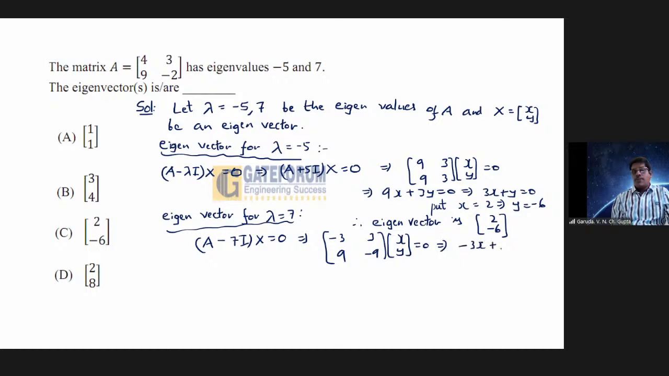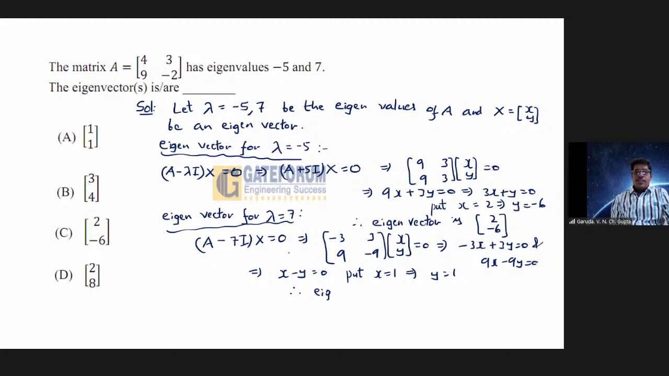Minus 3x plus 3y is equal to 0 and 9x minus 9y equal to 0. Simplifies to only one equation, x minus y is equal to 0. So, which x and y satisfies here? Here x minus y 0 means x equal to y. Put x is equal to 1 implies y is equal to 1. So, there is a 1, 1 in one of the options. Therefore, no other xy values from the options satisfy x minus y is equal to 0. Eigenvector is 1, 1.